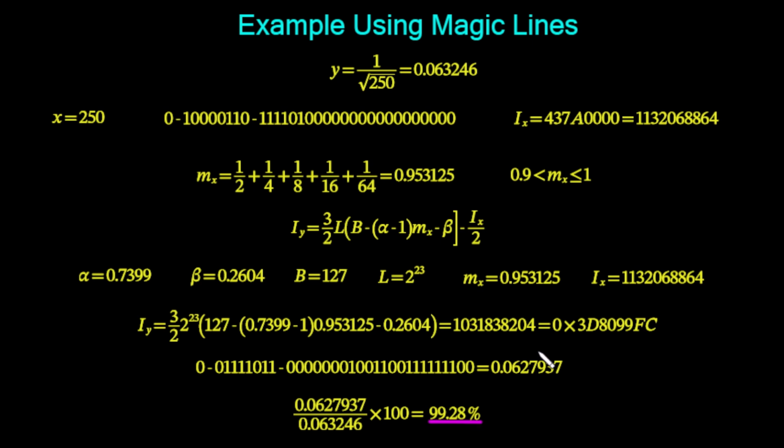So our percentage accuracy can be given by the result that we get divided by what we're expecting to get, times 100. And this is accurate to within 99.28%. So it does work, and it does give us a good accuracy for our first approximation to the inverse of the square root of the number 250.